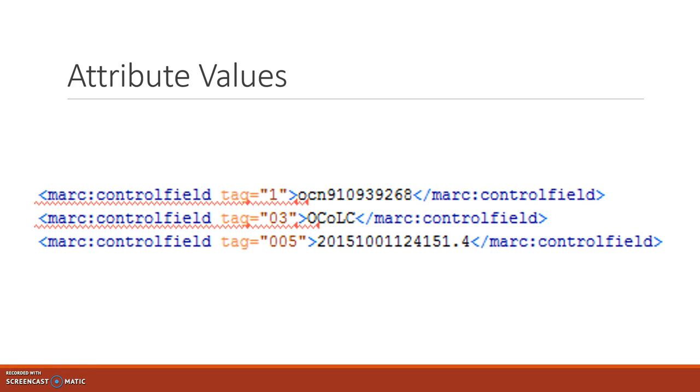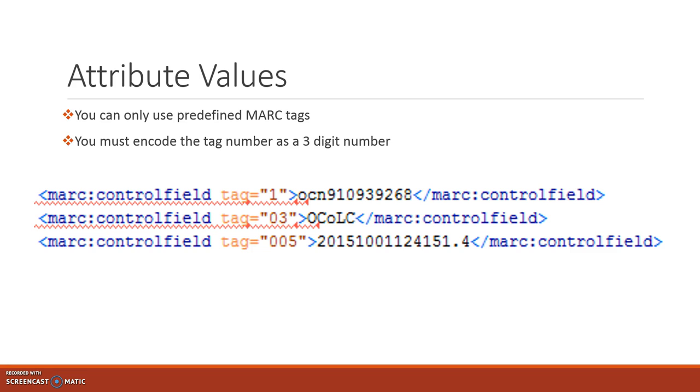Now that you've been introduced to MARC tags and fields, let's take a look at some more details you need to know about those. MARC XML attribute values are predefined in the schema. You can only use the predefined elements. You cannot create your own or change their structure. They must be encoded as 3-digit numbers. Even if you're just referring to the MARC tag 1, it really needs to be formatted as 001. Similarly, you can't just have 03, you need 003.